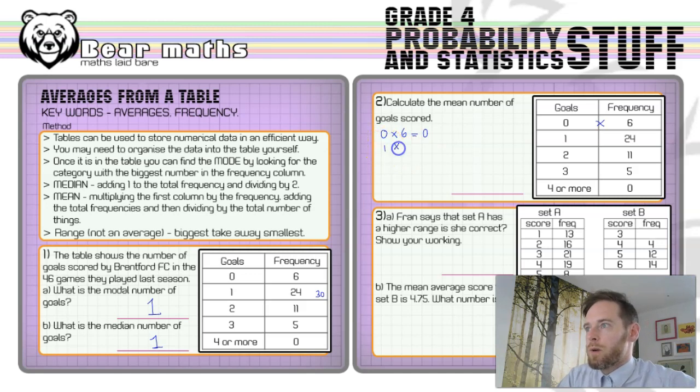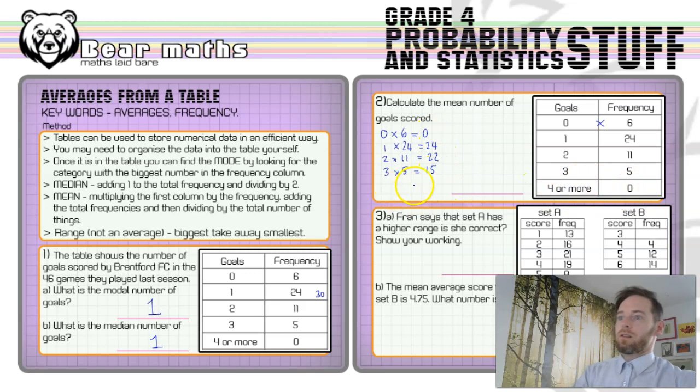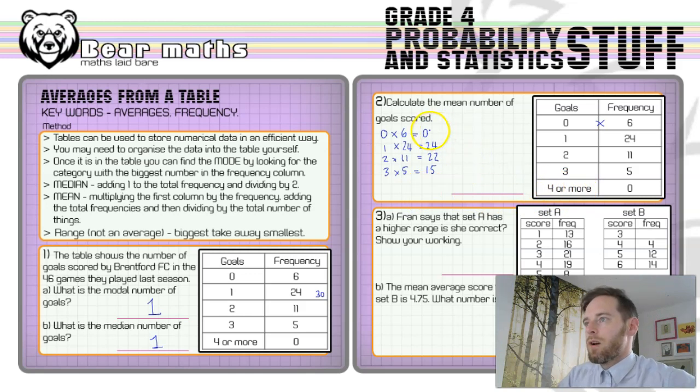Then we do 1 times 24, which is going to give us 24. So there's 24 goals so far, like I said. Then we've got 2 times 11. So that's another 22 goals that were scored. And then we've got 3 times by 5, which is 15. So that's another 15 goals. What we do is we add up all of those numbers, because this one was 0. So there's nothing to multiply there. And we wouldn't be able to anyway because it says 4 or more. So we've got 24, 22, and 15.